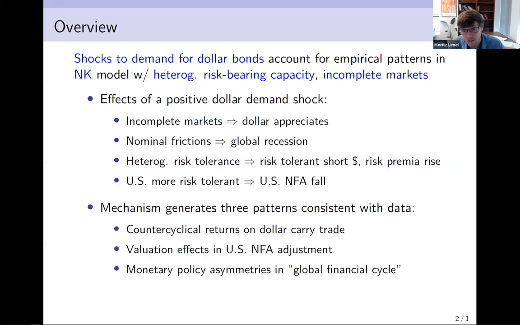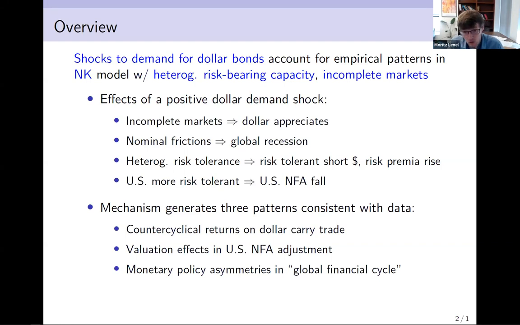And it is these co-movements that can generate the patterns that we see in the data, in particular these counter-cyclical returns on the dollar carry trade, the valuation effects in the US net foreign asset position adjustment, and finally these asymmetries in monetary policy. And just to already anticipate why that is going to be the case, well, it is exactly in times of high dollar demand that the returns on the carry trade are going to be high. But these are also recessionary times, so these are bad times. So when output is low, returns on the carry trade are going to be high.